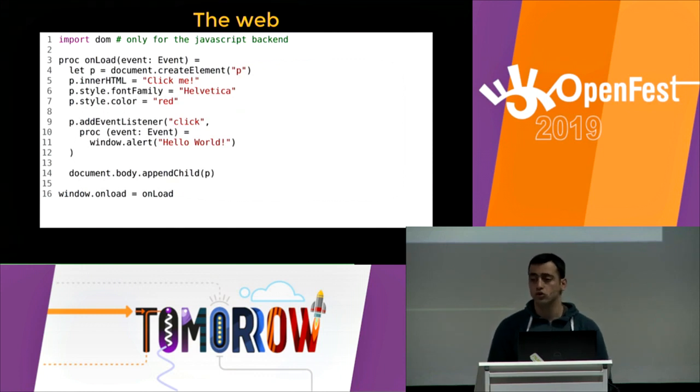So there are some modules which are only for the JavaScript backend, otherwise they're not allowed, for example, the DOM. And yeah, this is Nim code we can write. We can import the DOM and do anything with the document object model of the web application.